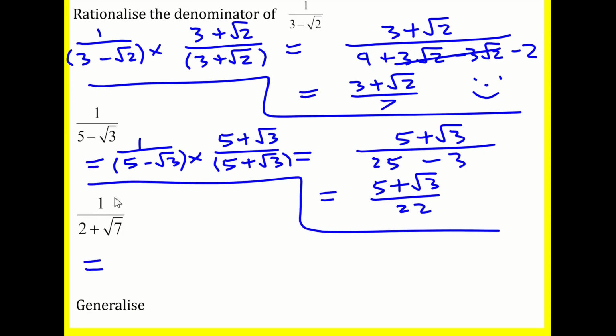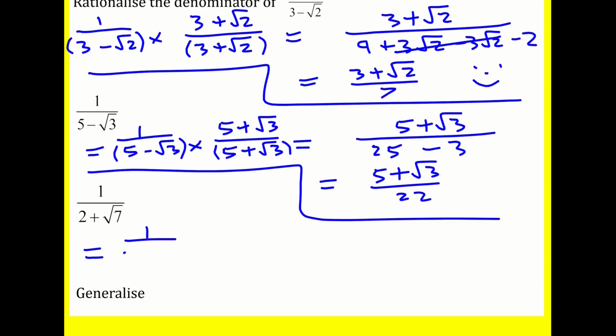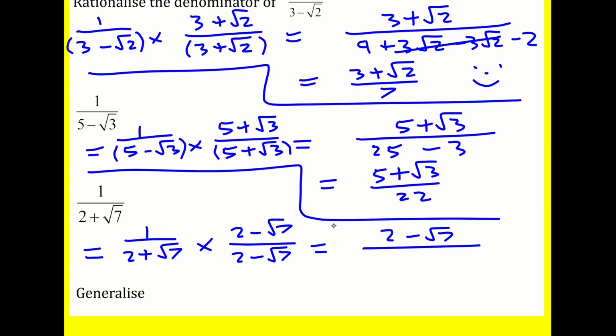And this one here, very similar. But now, instead of timesing by 2 plus root 7, I've been timesing by that. I'm going to change the sign again, so it's going to be 2 minus root 7. So it's the same idea. It's probably like how you would think about doing it. I'll talk a bit more about this in a minute. But yeah, I got 2 minus root 7 on top. And then when I multiply it, I'm going to get 4 minus 7. I've actually got a negative on the bottom. 2 minus root 7 over minus 3.